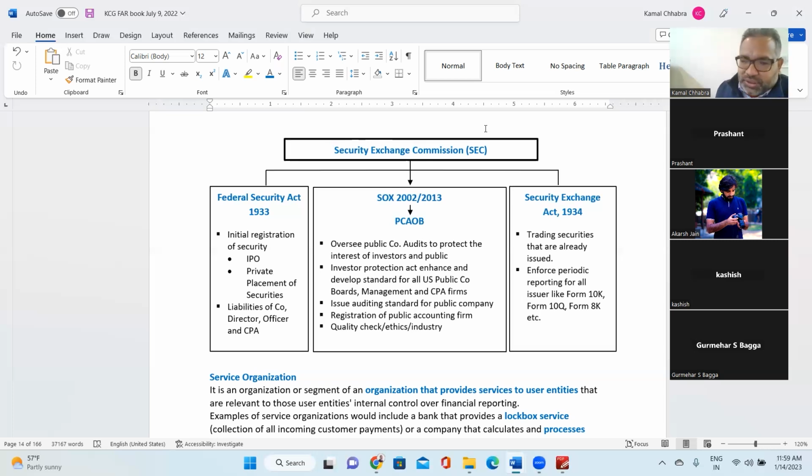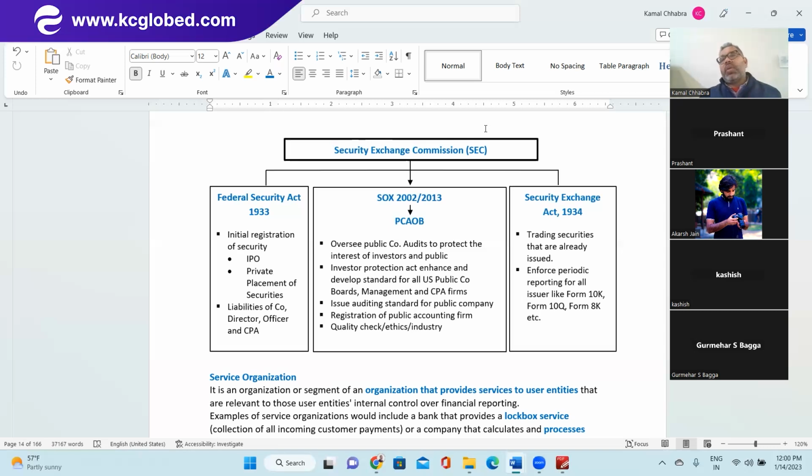Right. So now coming back to the education. In SOX 2002 and the 2013 amendment, what objectives do they fulfill? First, oversee public company audits to protect the interest of investors and the public at large. Then the Investor Protection Act enhances and develops standards for all US public companies, boards of directors, management, and CPA firms. It issues auditing standards for public companies, right? For non-issuers, the AICPA issues auditing standards, which we studied earlier. PCAOB adopts those standards, customizes them, and they are then considered PCAOB auditing standards. So for all issuers, if you are an auditor, you need to follow PCAOB auditing standards. For non-issuers, AICPA auditing standards.